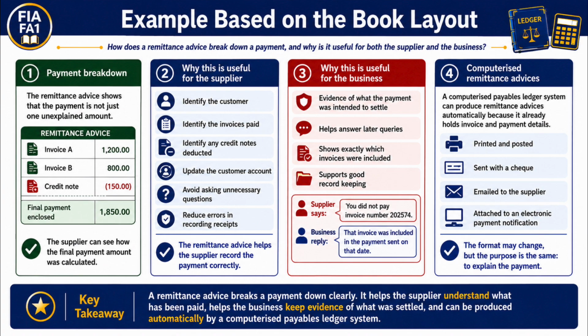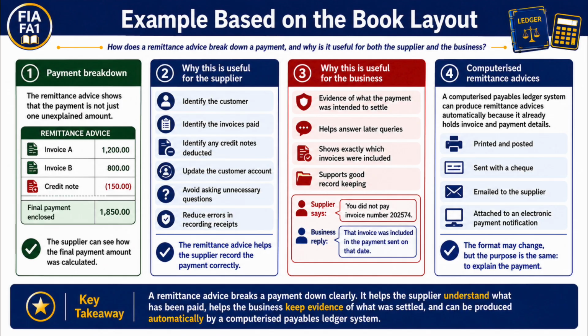Why this is useful for the business. The remittance advice is also useful for the business making the payment. It provides evidence of what the payment was intended to settle. If there is a query later, the business can check the remittance advice and see exactly which invoices were included. For example, if the supplier says, "You did not pay invoice number 202574," the business can check the remittance advice and reply, "That invoice was included in the payment sent on that date." So, remittance advices support good record keeping.